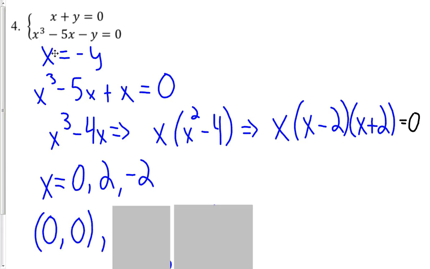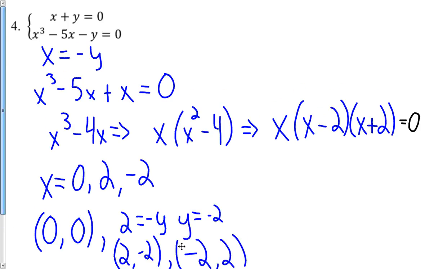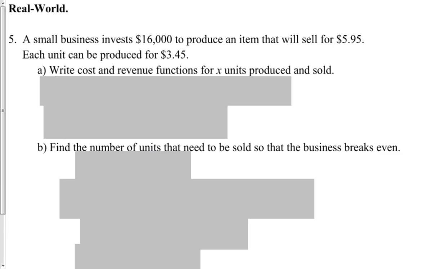X equals -y, so 0 equals -0, (0, 0). 2 equals -y gives us -2. So (2, -2), and the same thing will happen with -2. (-2, 2) is our other option. So three ordered pairs at work. Next, on to real world problems.